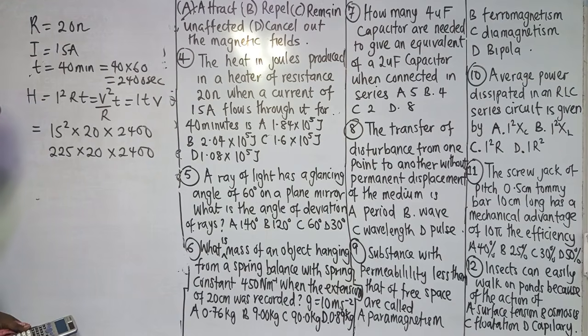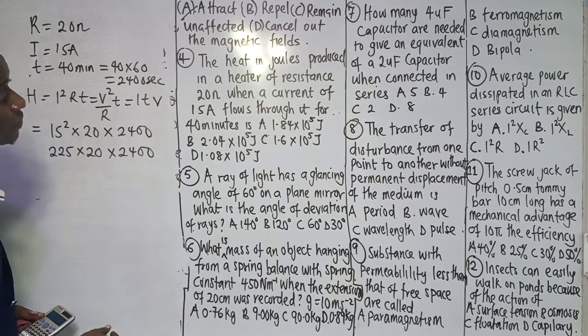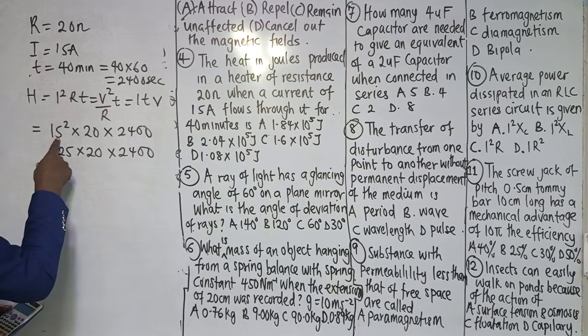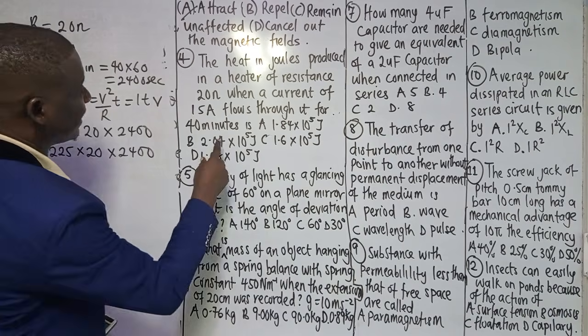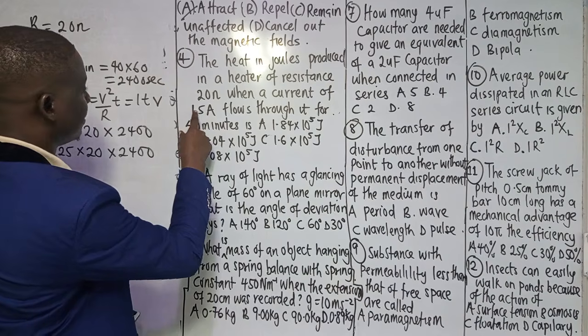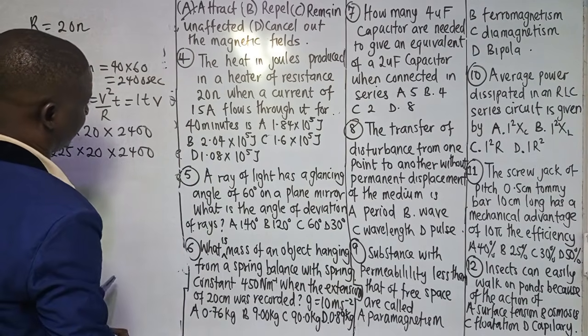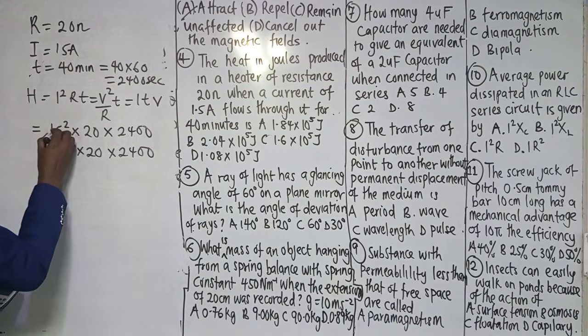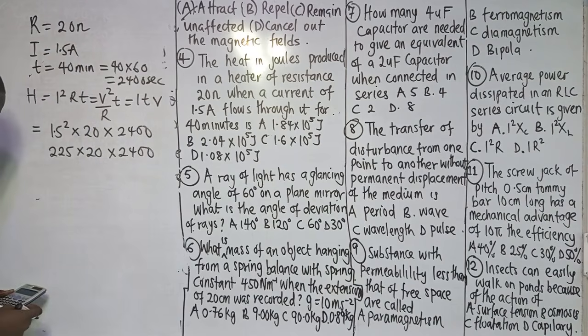So our answer should be what? Don't forget that this is 15 squared. But what they give us here is, sorry, it's 1.5 ampere. So it's 1.5. Because if you use the other value, you might not get the answer for that question.